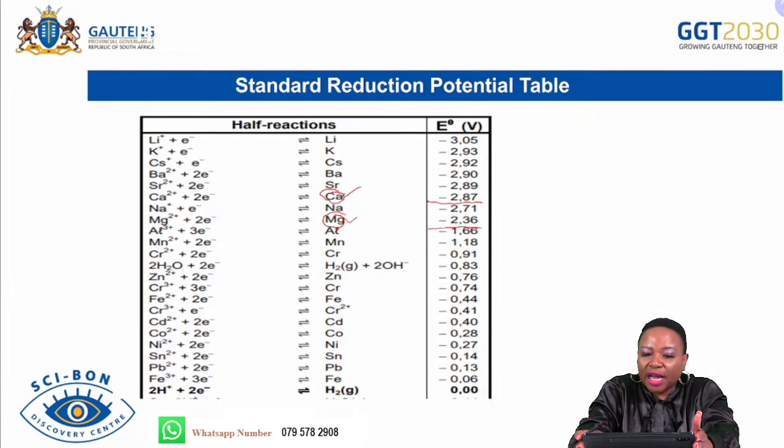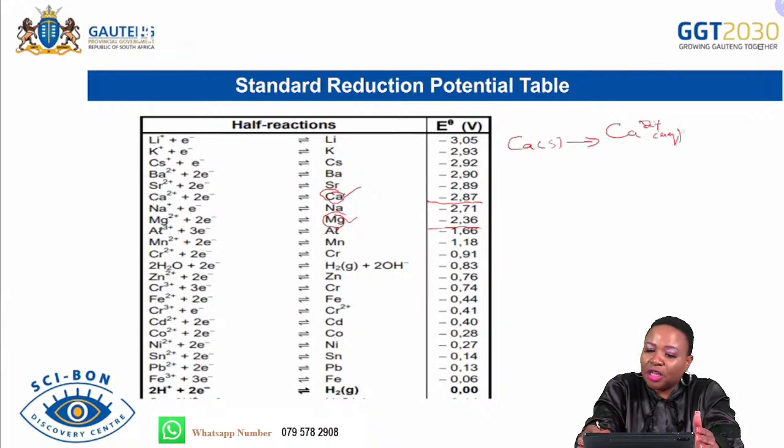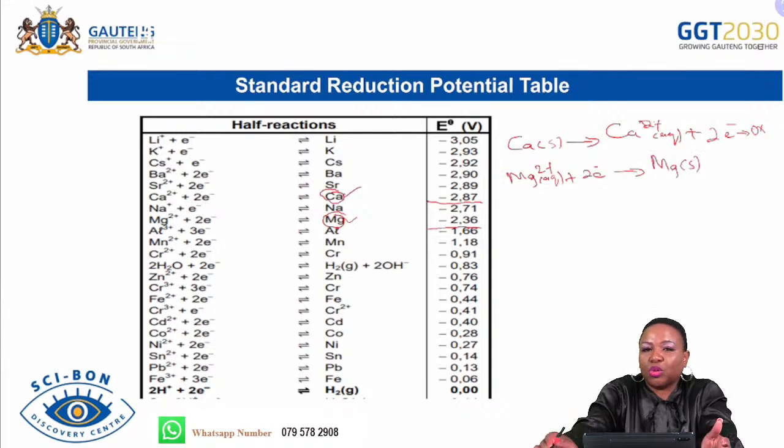So how do you write our half cells? We will start with our reducing agent, which is calcium solid, giving us what? Calcium 2 plus, which is going to be in aqueous solution because now it's in the form of ions, plus 2 electrons. And therefore, this will represent our oxidation reaction. And then magnesium 2 plus will gain the 2 electrons that are coming from calcium and will form what? Magnesium, which is our metal or solid.